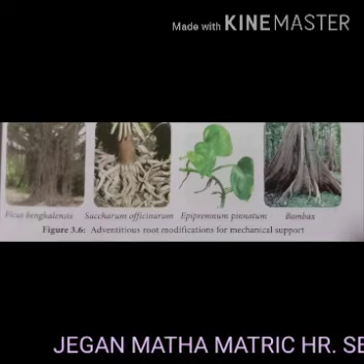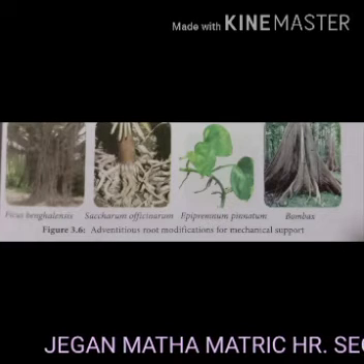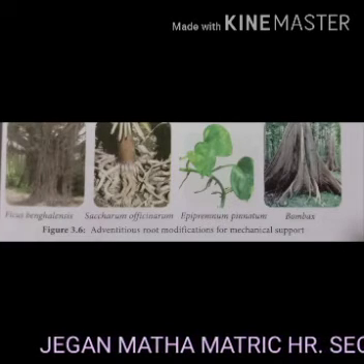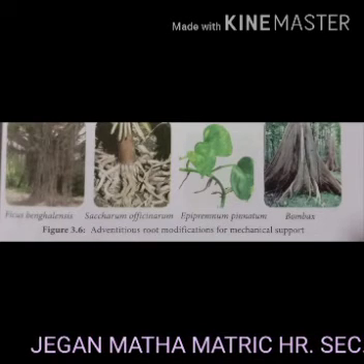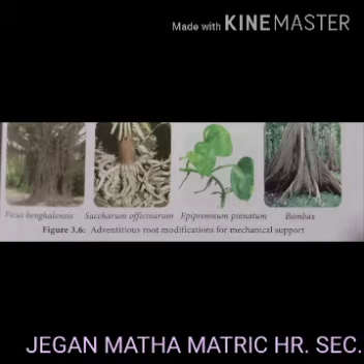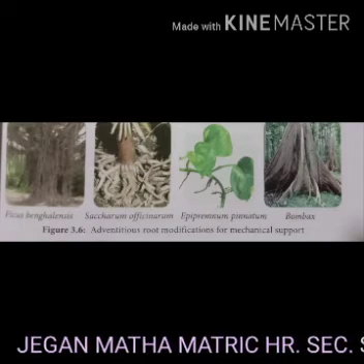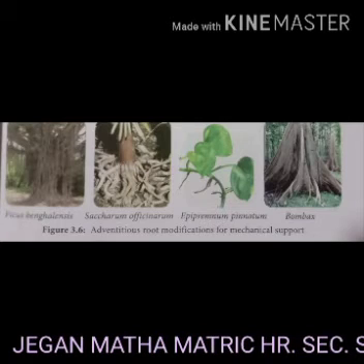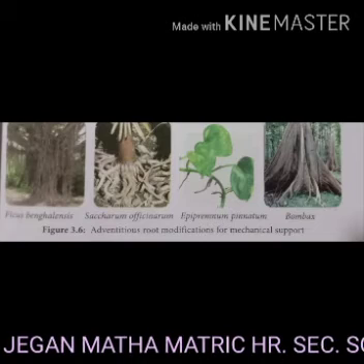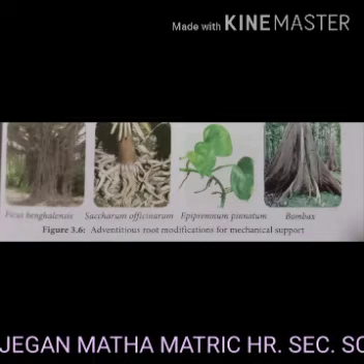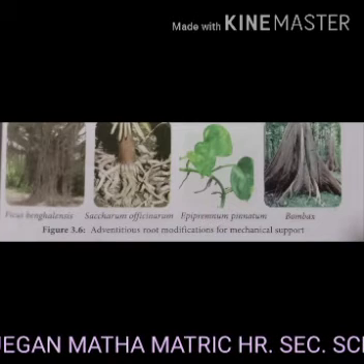First one is prop root. Prop root is otherwise called as pillar root. These roots grow vertically downward from the lateral branches into the soil. Example, banyan tree, Indian rubber. Stilt root. These are thick roots growing obliquely from the basal node of the main stem. These provide mechanical support. Example, Zea mays.